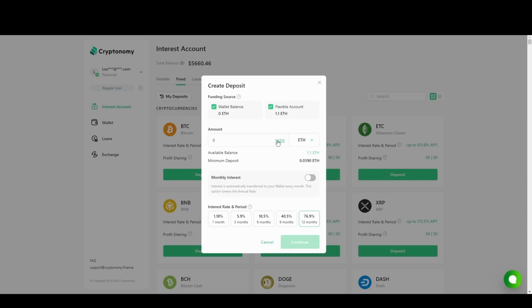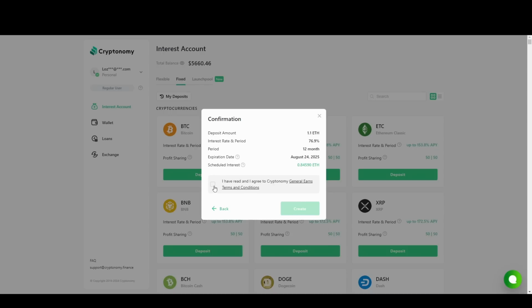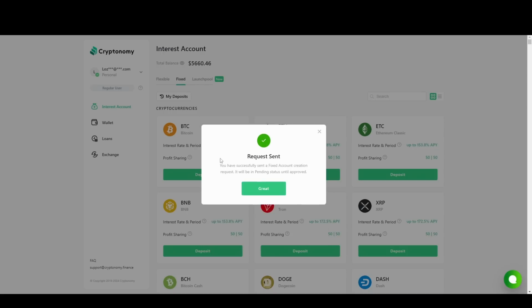You would just deposit your Ethereum here. You can see in my flexible account, I have 1.1 ETH. You would deposit this, and then you can see the interest rates across how long you locked it up for. So if you took 12 months, you would get about 76.9% return on investment on your Ethereum. You would press continue, read the terms of service, of course, and then agree, and then you would send a request to actually lock up your Ethereum for 12 months, and then eventually at the end of that 12 months, get a return on your investment.